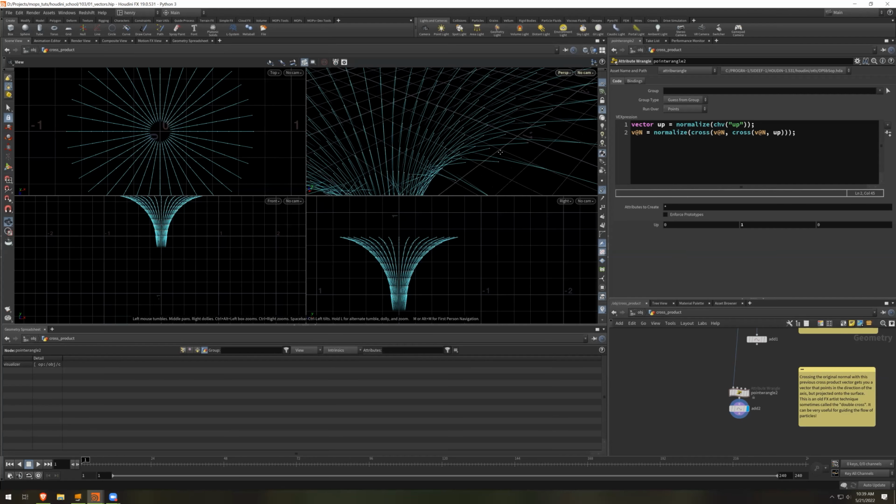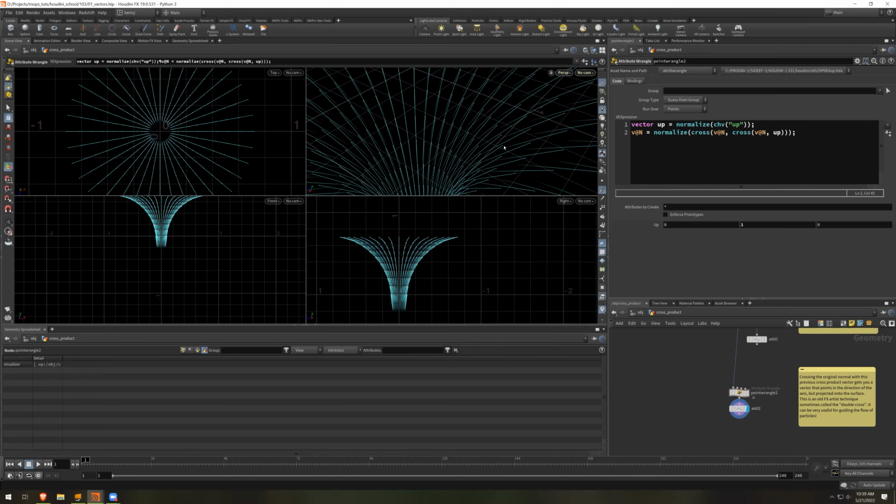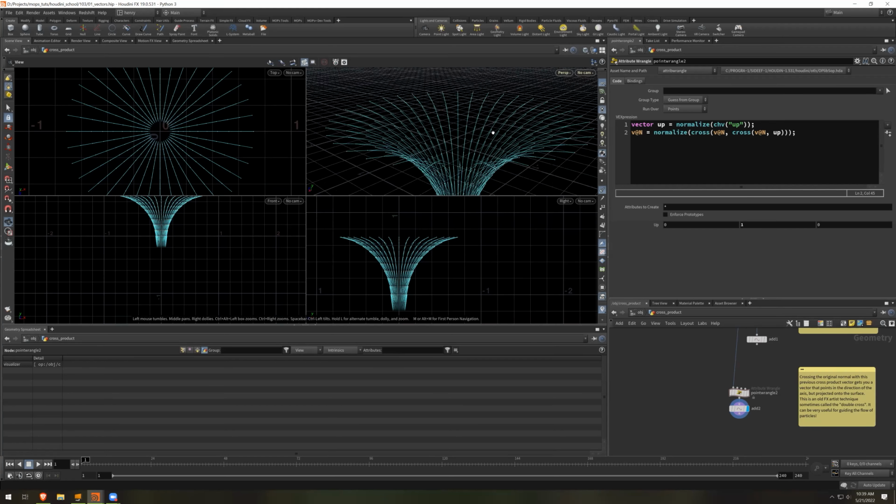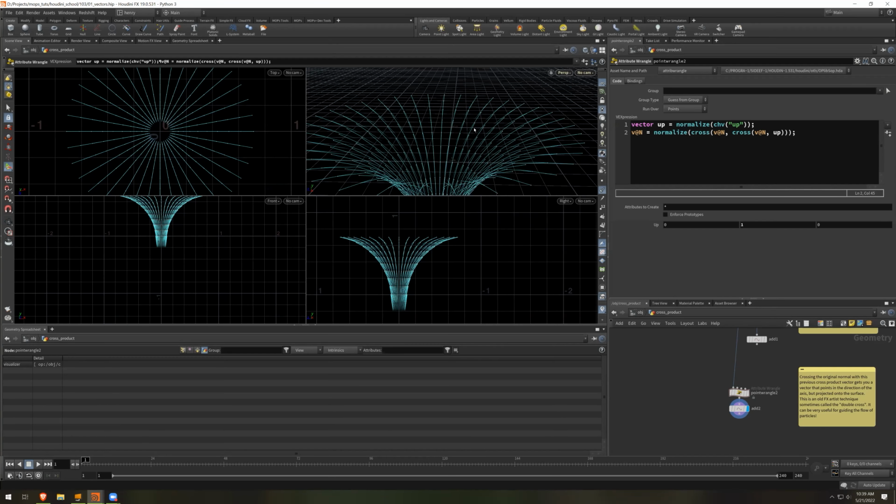Basically, I'm finding that swirling force first, and then by crossing that against the surface normal again, it finds the orthogonal vector, which happens to be pointing along up, because I'm starting from up and n and finding the orthogonal vector.